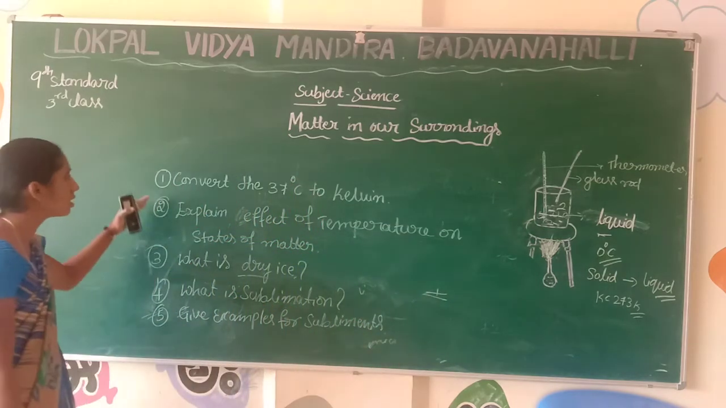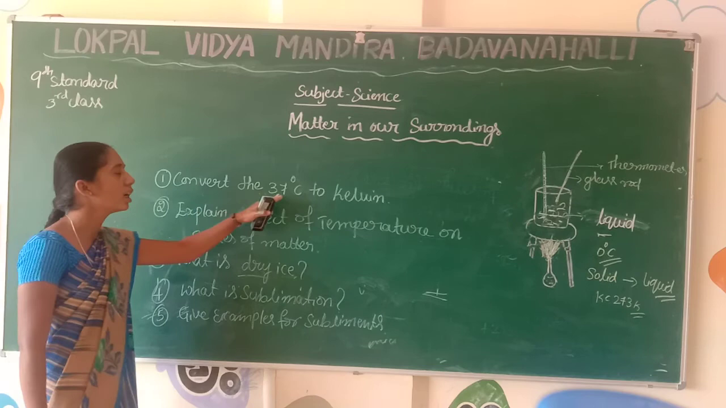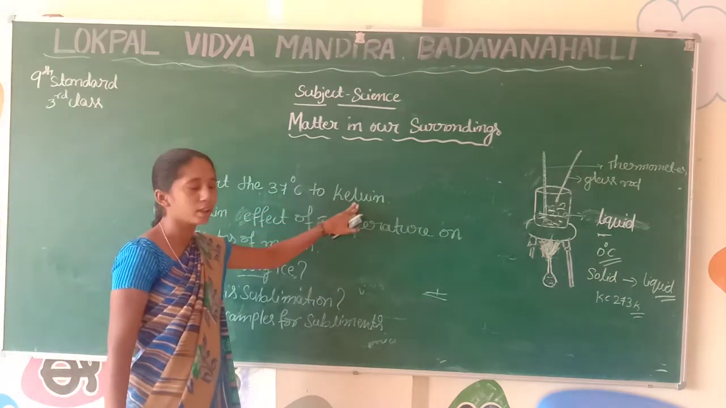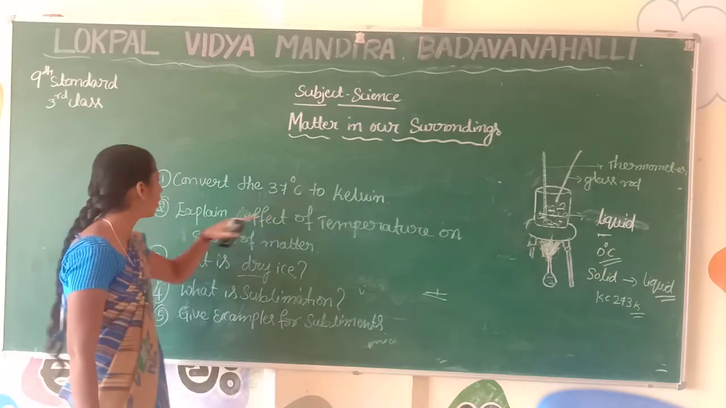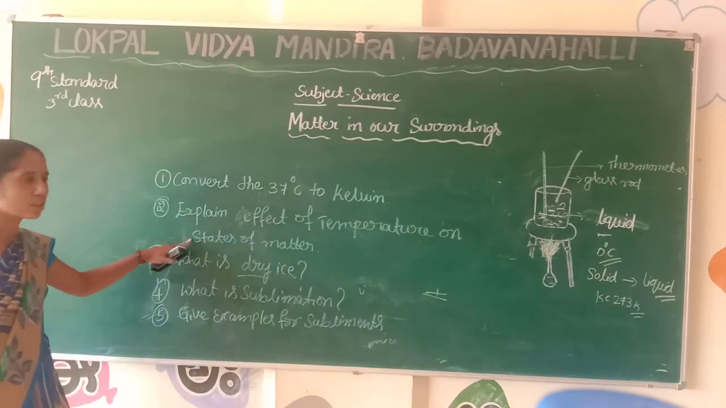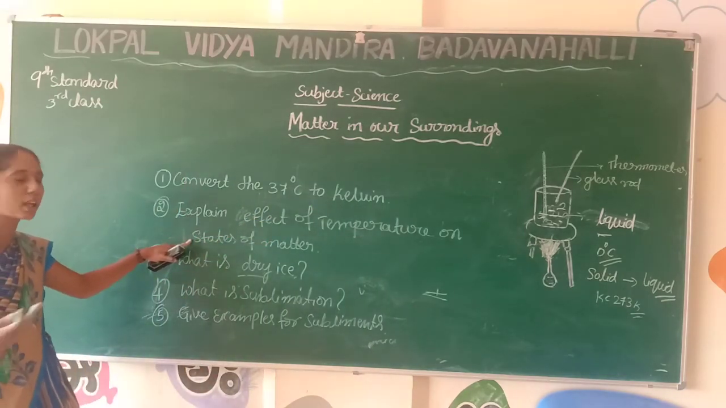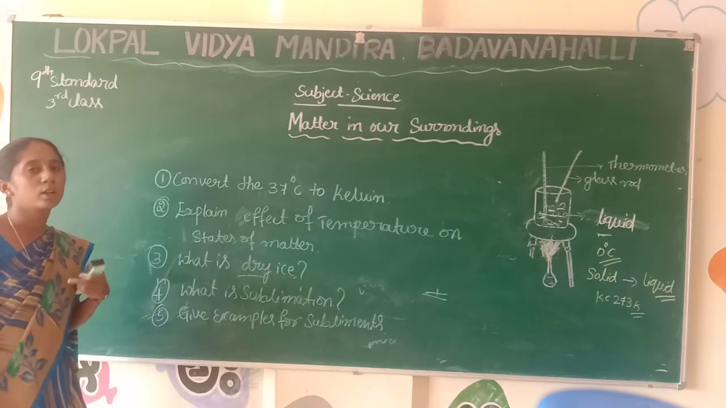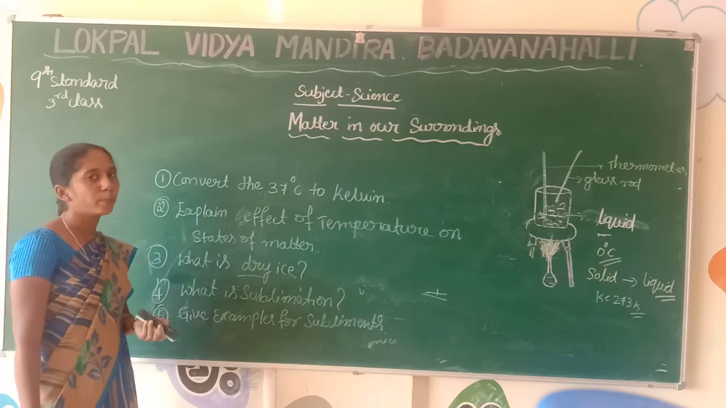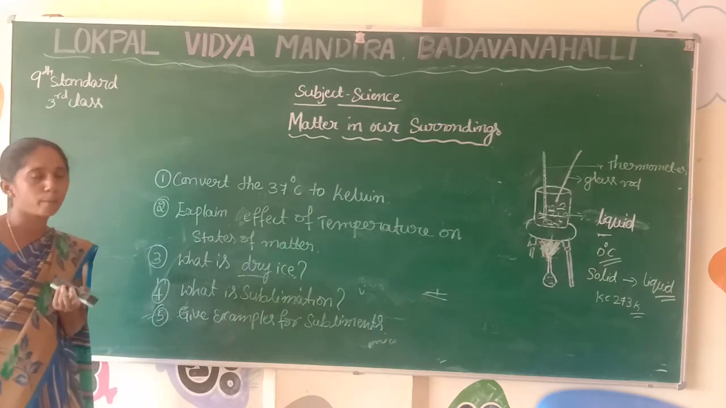Did you understand students? Convert 37 degrees Celsius to Kelvin. Here it is given in the Celsius form. We have to convert to Kelvin form. Explain the effect of temperature on states of matter. What is the effect of temperature on state of matter? Explain it: melting point, latent heat of fusion, boiling point, and latent heat of vaporization.